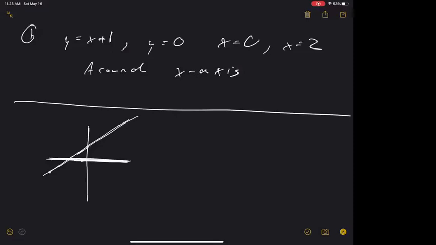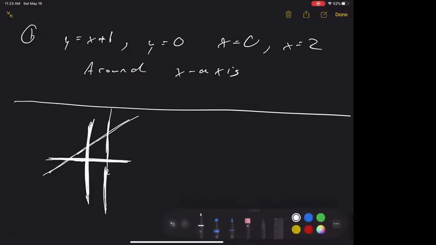Okay, x equals 0, well that's the y-axis. And then x equals 2, that would be the vertical line through the point 2. Okay. So what's the region enclosed? Well, there's only one answer. It's this region here. So I'm starting with this region, then I'm rotating around the x-axis.